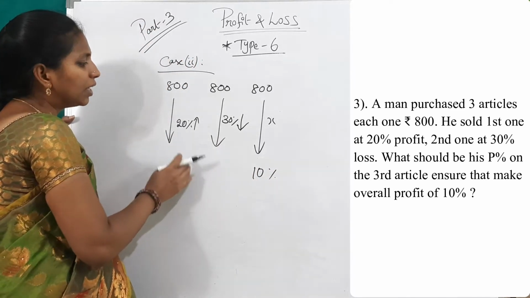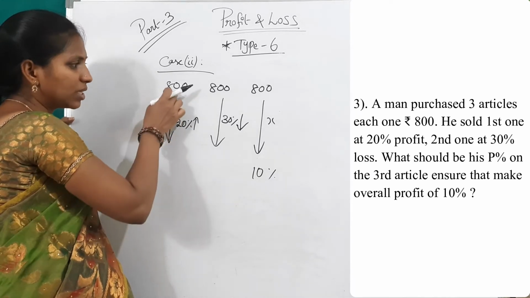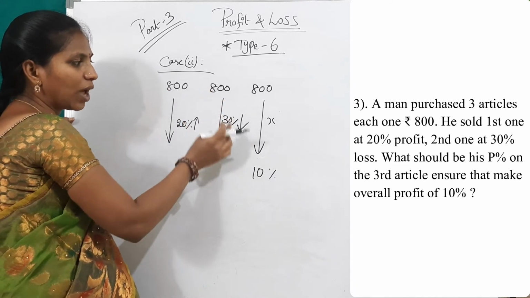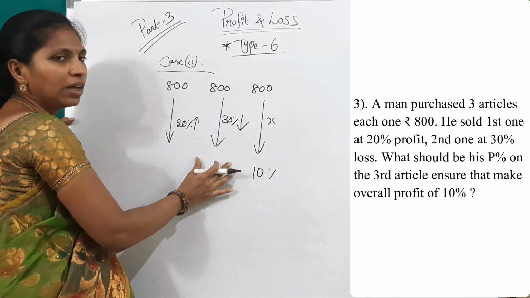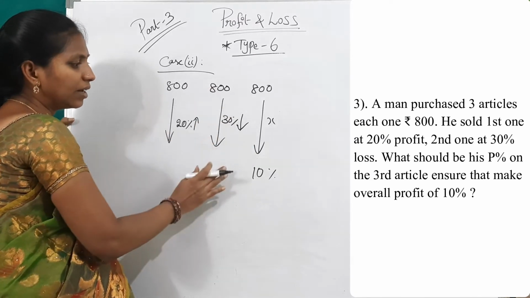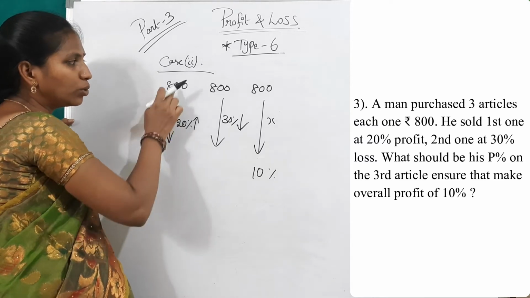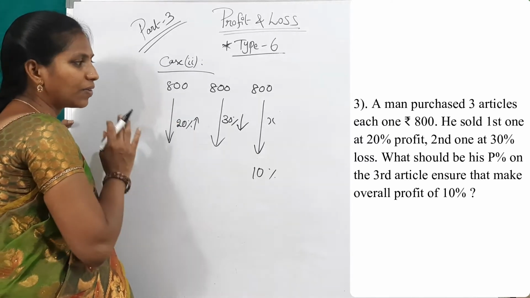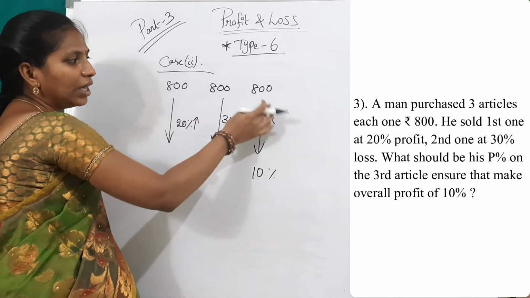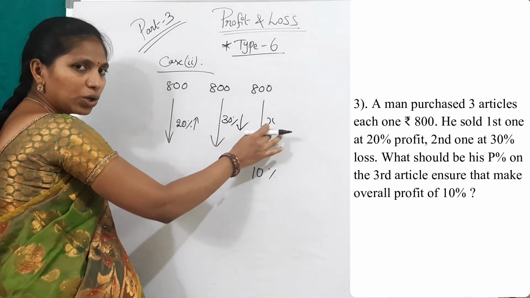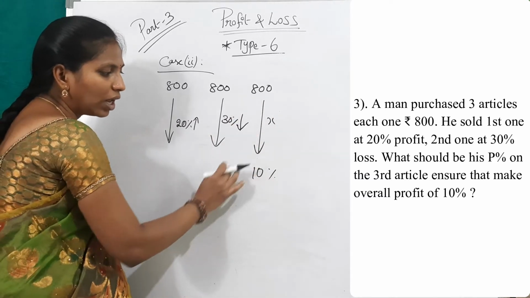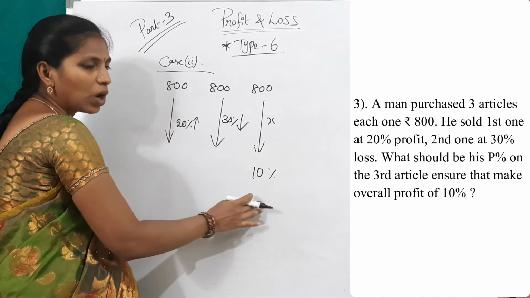In the normal method, calculate 20% on this value and 30% on this value. Here loss means subtract the value from this 800, and profit means add the value to it, which gives the selling price of the first article. Here we don't know the percentage, we should find out this X value. Overall profit percentage is what?